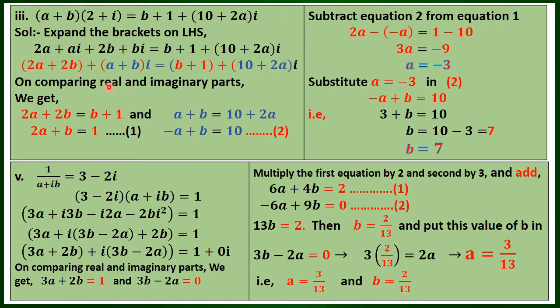Now compare the real and imaginary parts on both sides. We will get 2a plus 2b is equal to b plus 1 and a plus b is equal to 10 plus 2a. Now 2a plus 2b is equal to b plus 1.